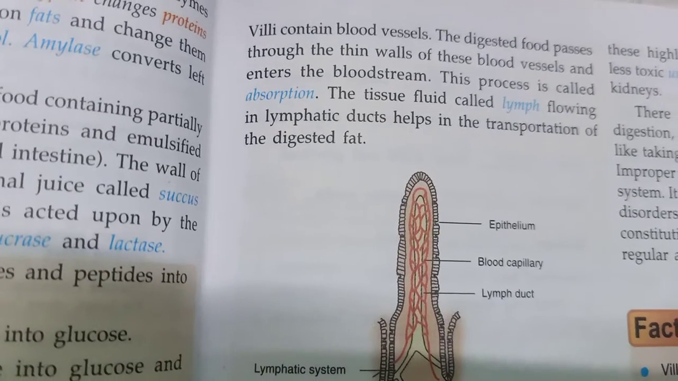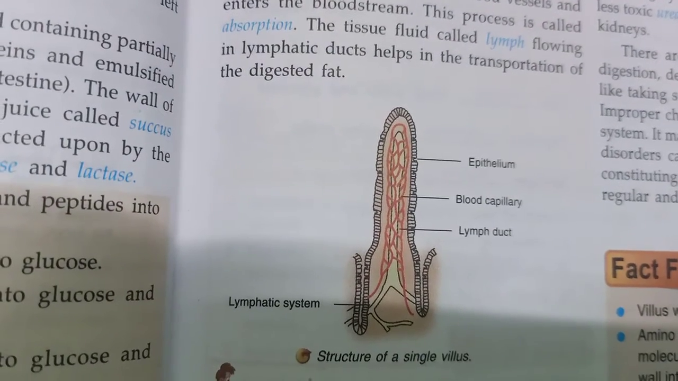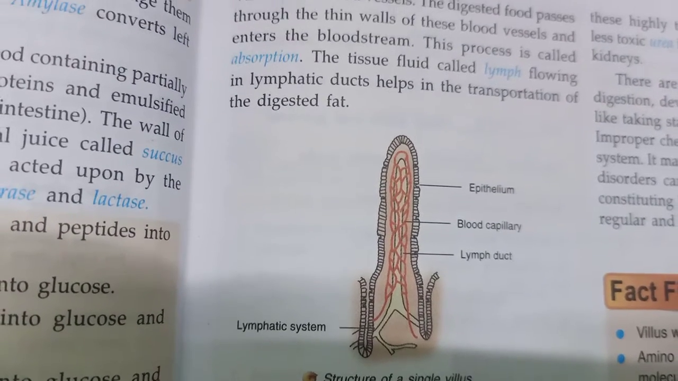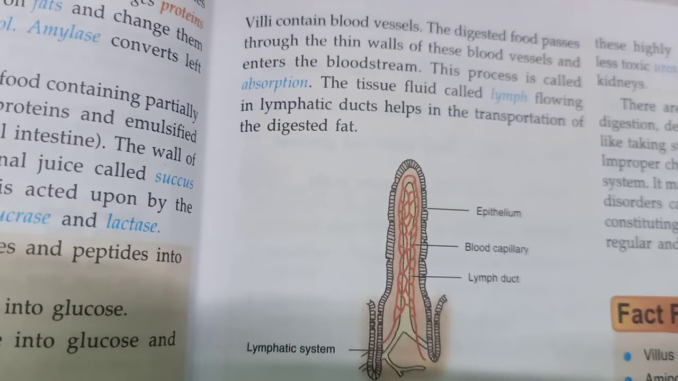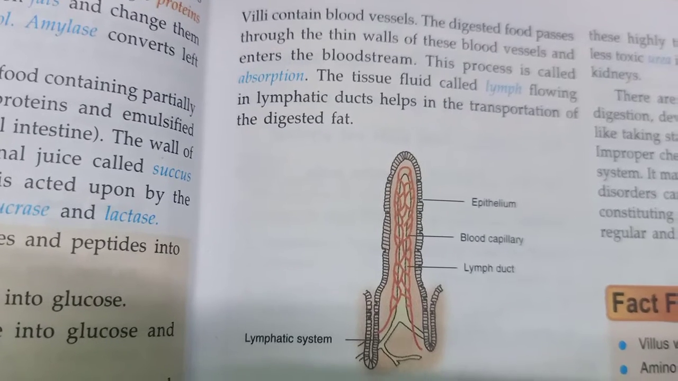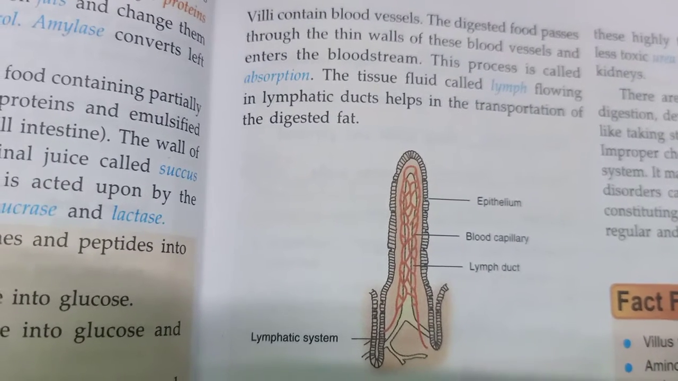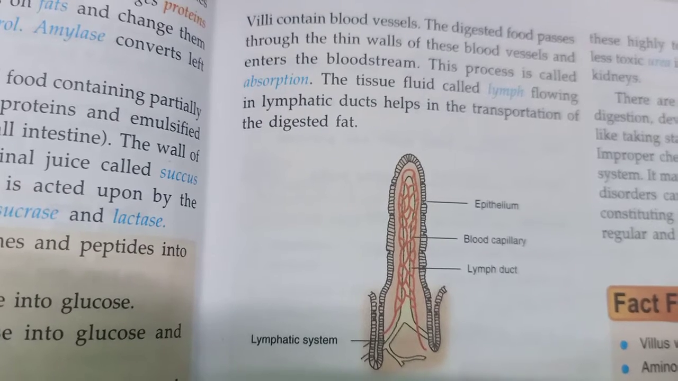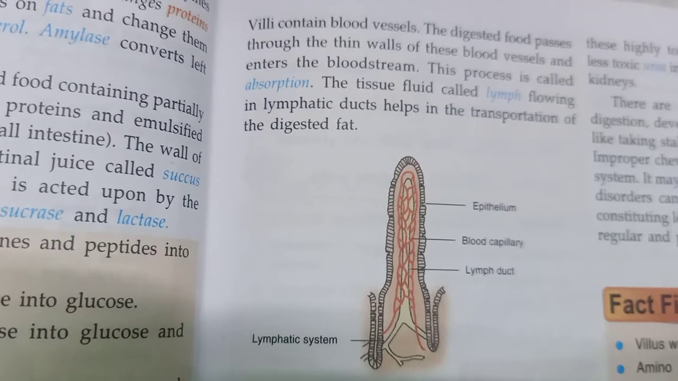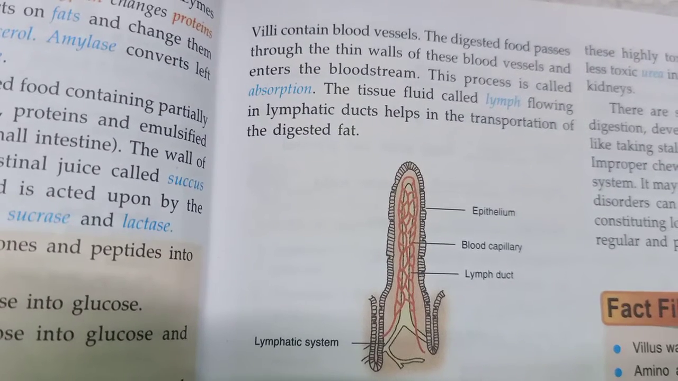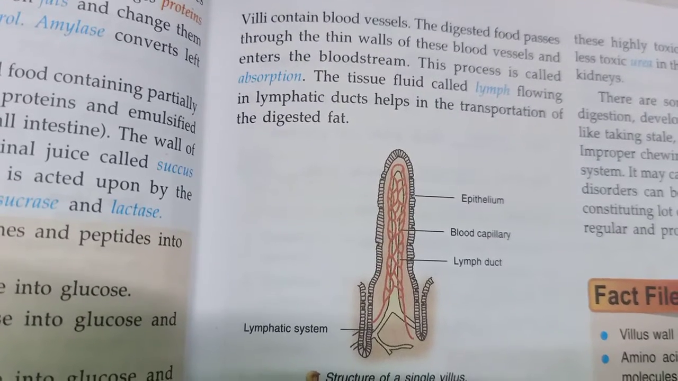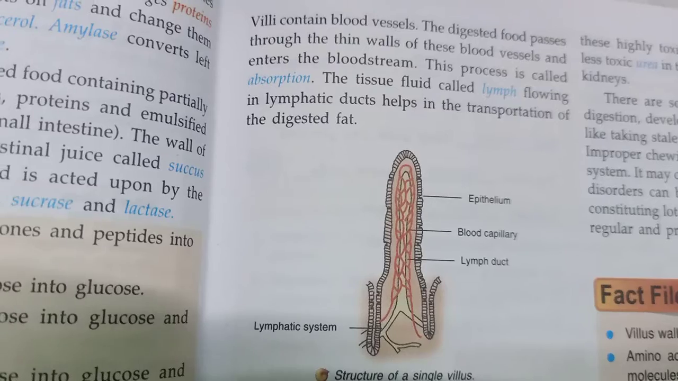Now villi contain blood vessels. As you can see in the diagram, this is the structure of a single villus. You can see the red color, it shows the blood vessels, and this villus contains the blood vessels. The digested food passes through the thin walls of these blood vessels and enters into the bloodstream. When the digested food enters the villi, it passes to the blood capillaries, then to the blood vessels, and from there it enters into the bloodstream. This process is called absorption.